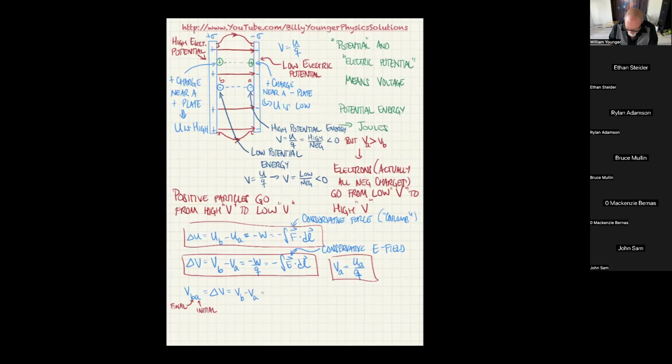And that means that I've got UB minus UA over Q, which is equal to the negative of the work done in going from A to B, again over Q. So you can see this is essentially the same equation that we just wrote, but hopefully you see that it's specifying a little bit more of the details so you can understand what's going on. Any questions on that?